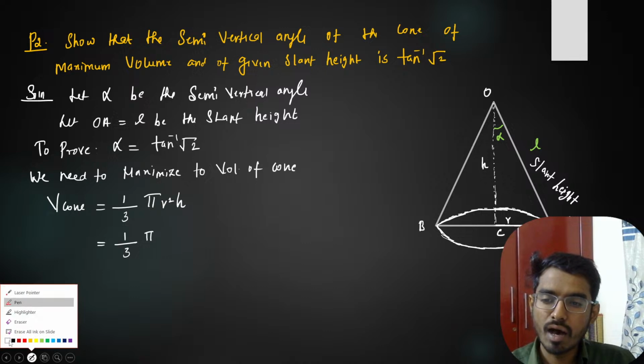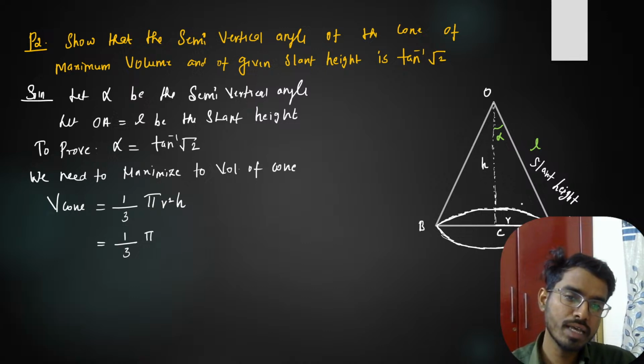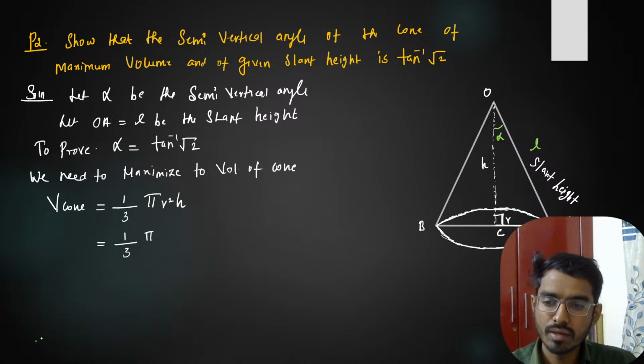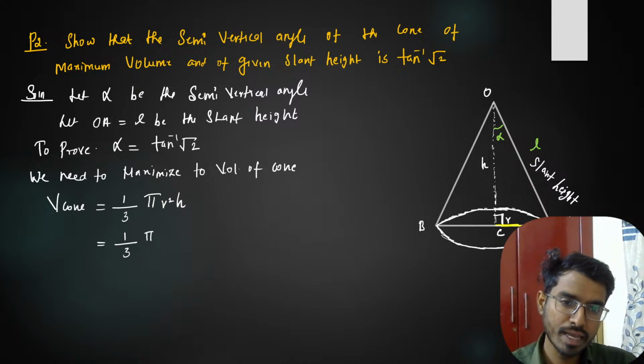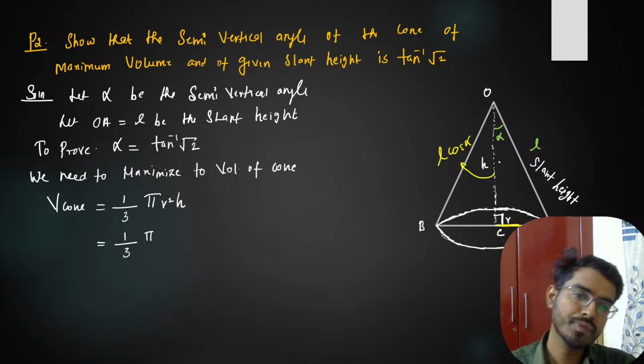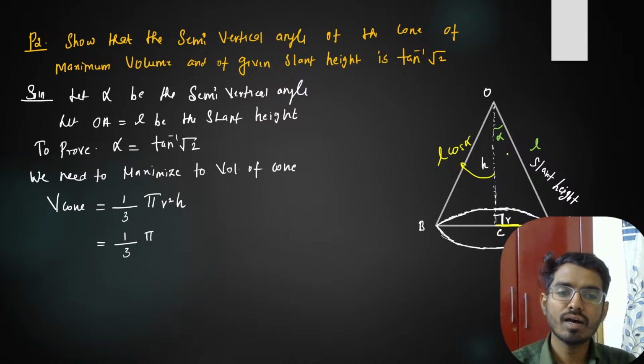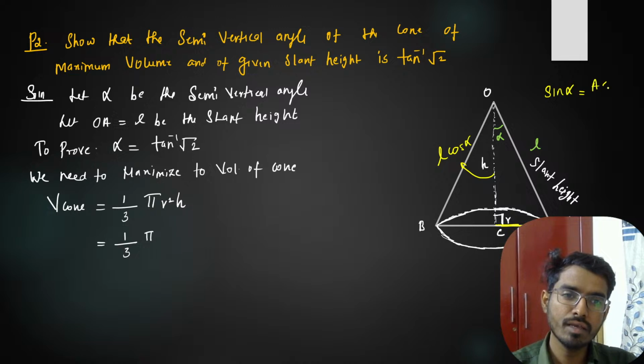Now how do we represent this r and h in terms of alpha? This is L, and this is a right angle triangle, right? So what about this distance? This distance is L times sine alpha, and this distance is L times cos alpha. Yes or no? What is sine alpha? Opposite side by hypotenuse. Opposite side is AC, and OA is our hypotenuse, which is L.